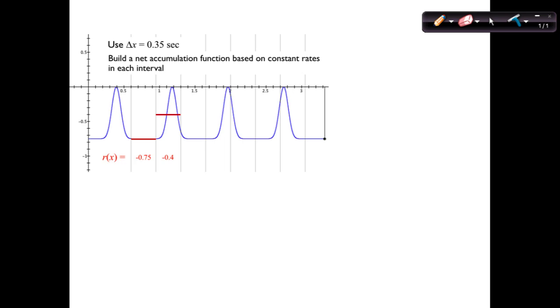What about the next interval? Yeah, most of that interval is at negative 0.75, so let's just call it that. Okay, now this next one, it goes from negative 0.75 pretty much to 0. So it covers all those rates. But then there's this part at the beginning where it's all negative 0.75.